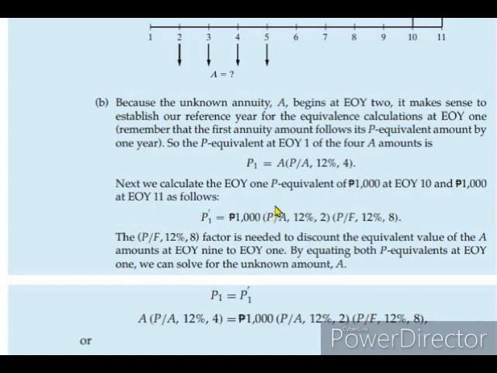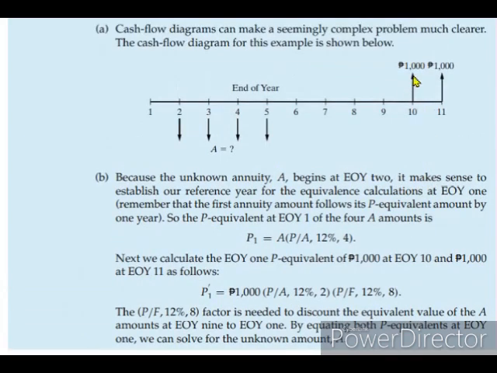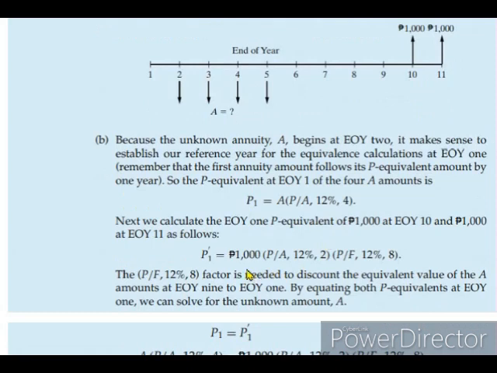Next, we calculate the EOY 1 P equivalent of the 1,000 pesos at year 10 and the 1,000 pesos at year 11. Paano natin i-compute yun? Finding P given A naman, kasi ang given dyan yung A, yung tig-1,000. So, 1,000, tapos P given A, tingnan nyo lang sa appendix, tapos i-multiply lang natin dito. Bakit nga pala siya 2? Kasi dalawang period lang yan, 10 and 11, para sa annuity na yan. Tapos, yung magiging present value dyan, magiging future value na dito sa formula na to para makuha natin yung P.